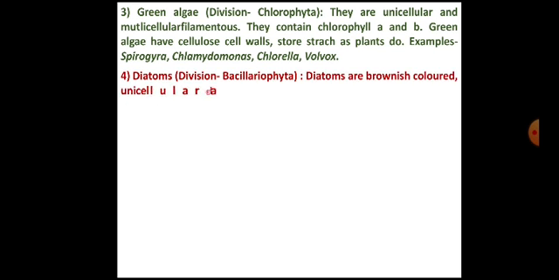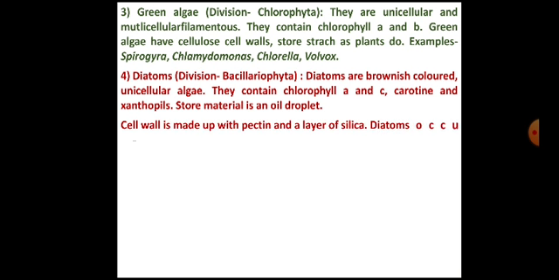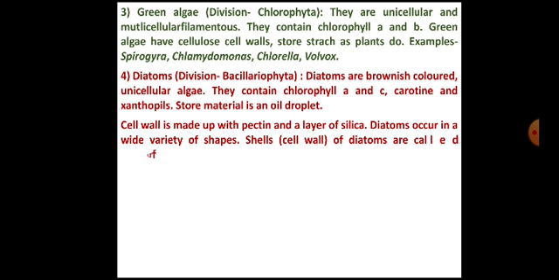Then the very important class is diatoms. Division Bacillariophyta. Diatoms are brownish colored unicellular algae. This is very important: they are unicellular. They contain chlorophyll A, C, carotene, and xanthophylls. Storage material is oil droplets. Now, the important characteristic of diatoms is that the cell wall is made up of pectin, and there is presence of silica, which is a very important characteristic. The cell wall consists of silica, and these diatoms occur in a variety of shapes.